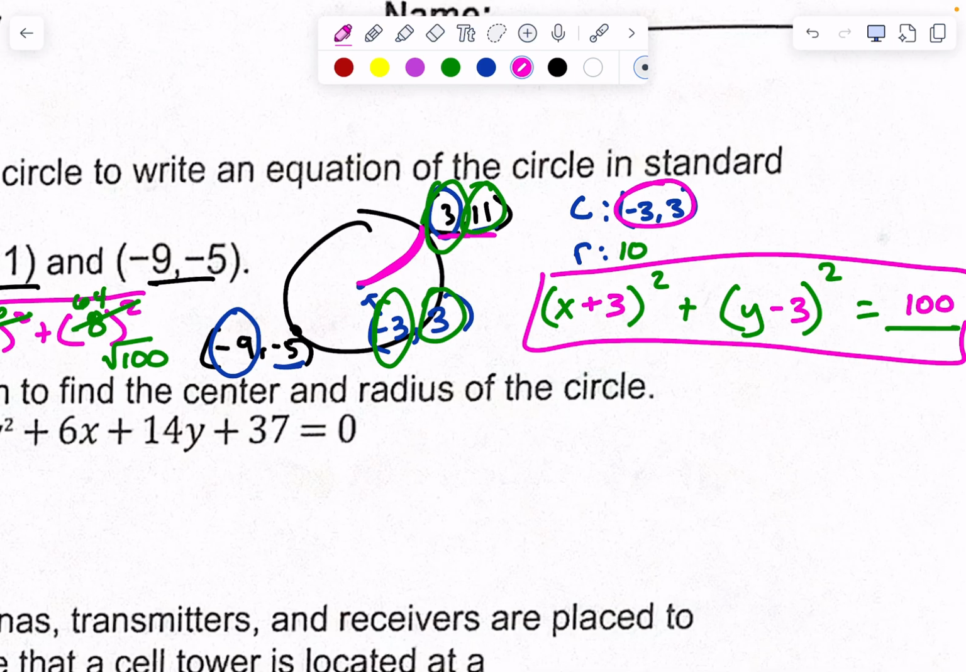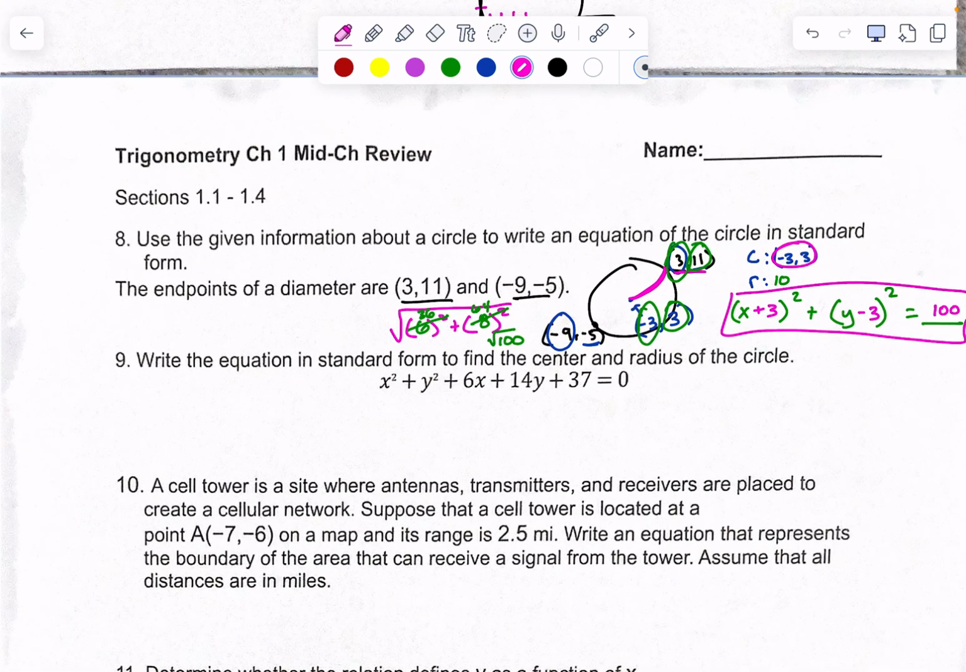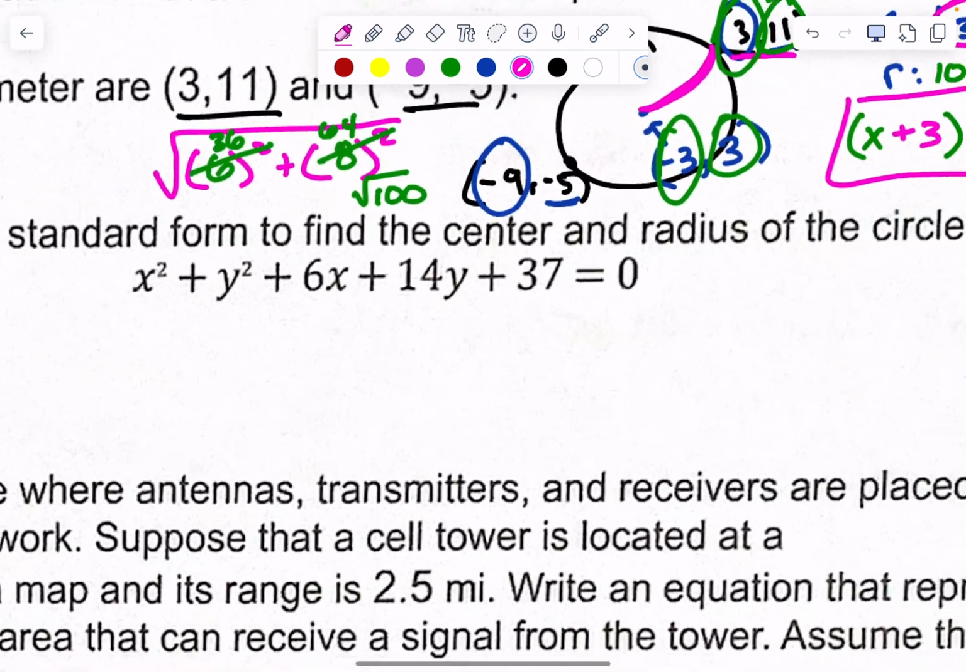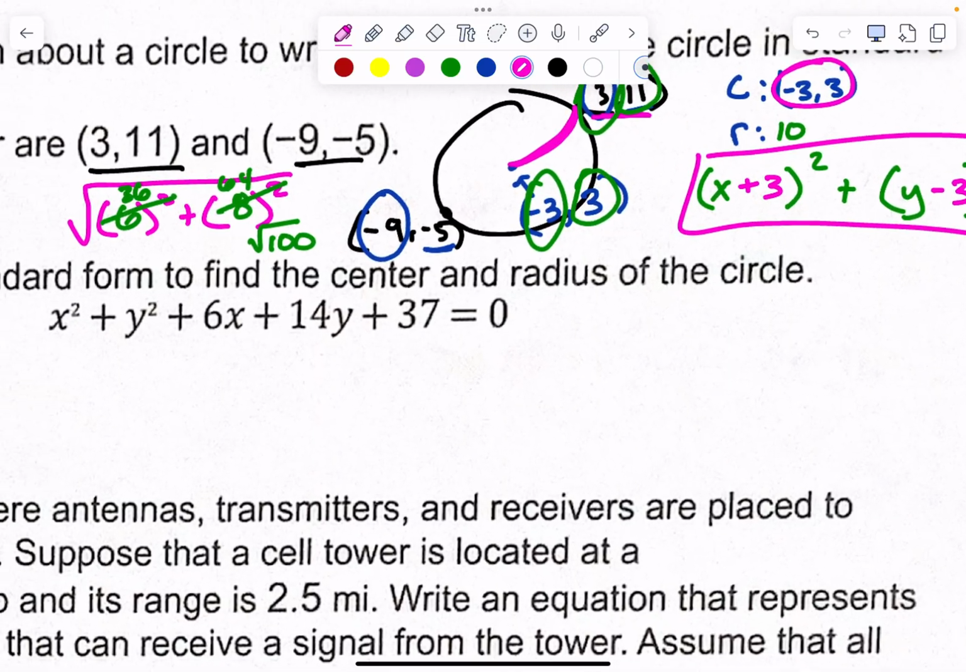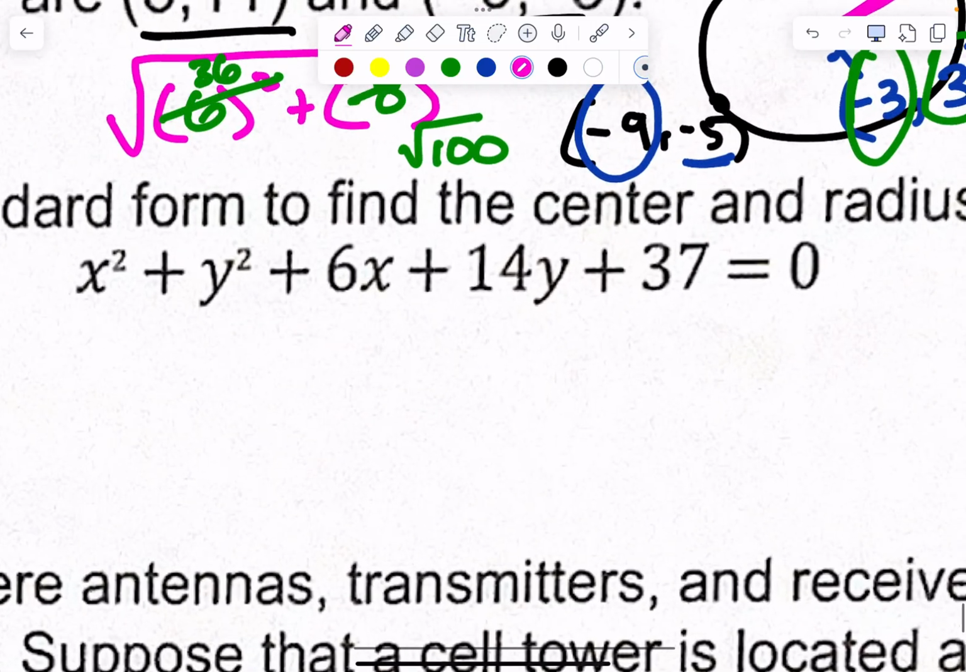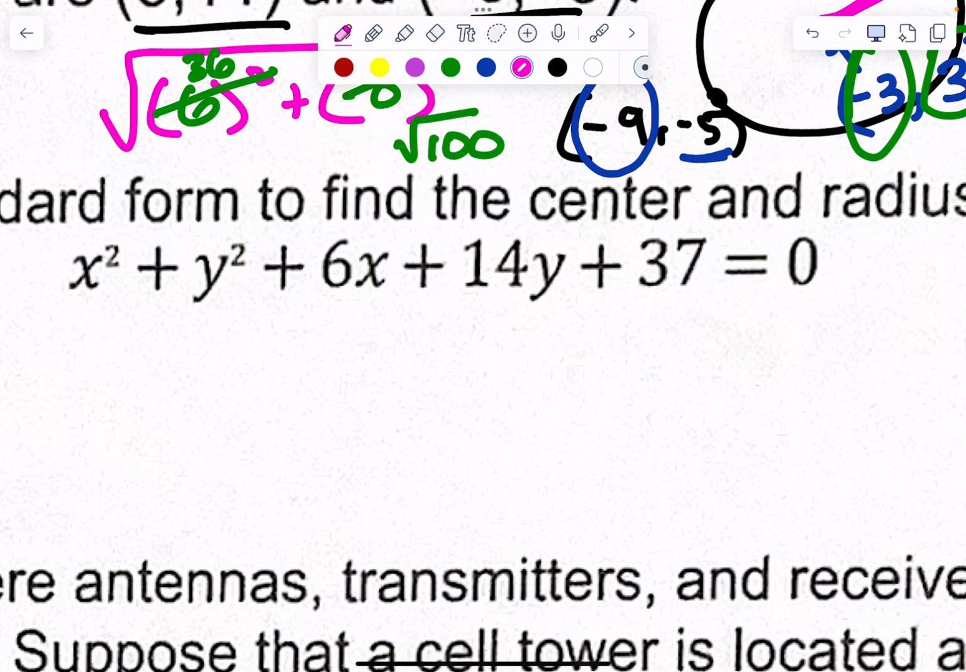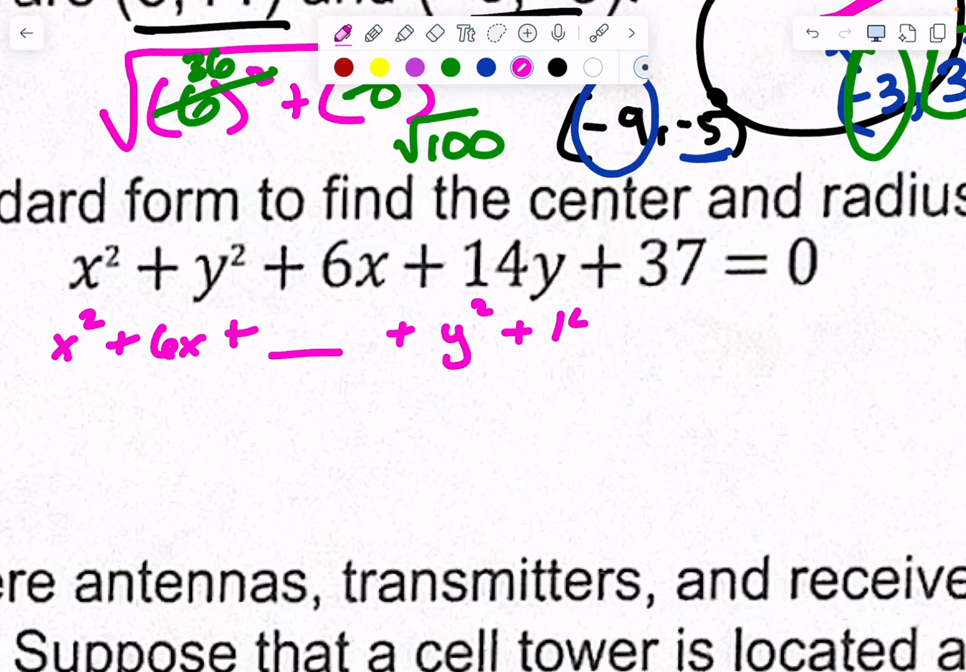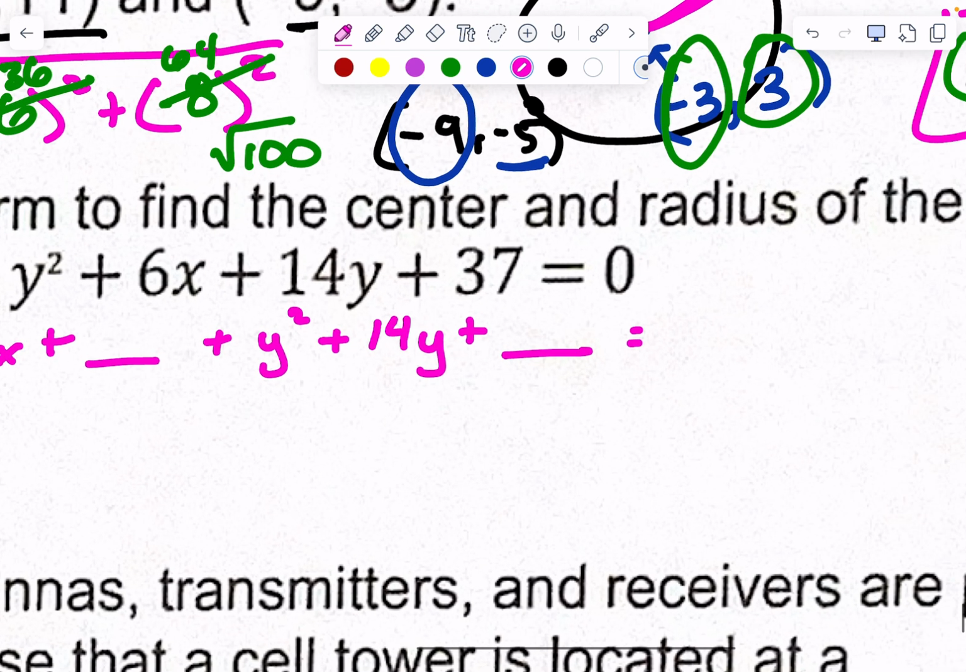All right. Good, good. Now 9. Write the standard form of this to find the center and radius of the circle. Okay, perfect. What do I do? This is complete the square. Okay, so I'm going to put my x's together. x squared plus 6x plus blank, plus y squared plus 14y plus blank, equals negative 37.